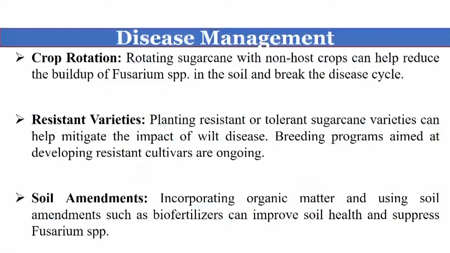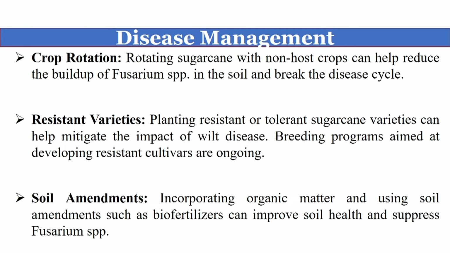And now, about the management practices: how you can manage this disease in the field. Basically, crop rotation, resistant varieties, and soil amendment practices are important. You have to rotate the crop with non-host crops, which can help reduce the buildup of Fusarium species in the field, and it may break the disease cycle.